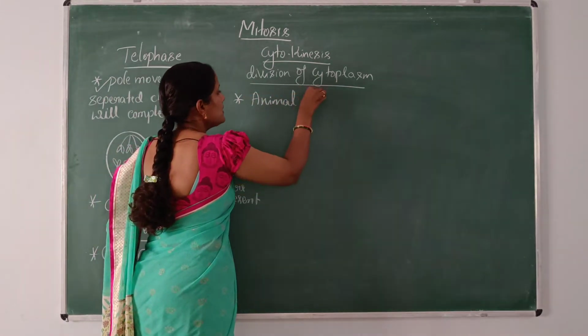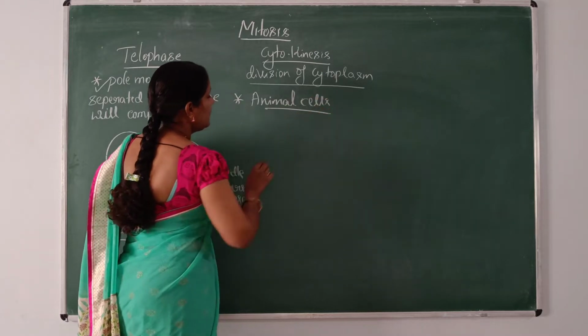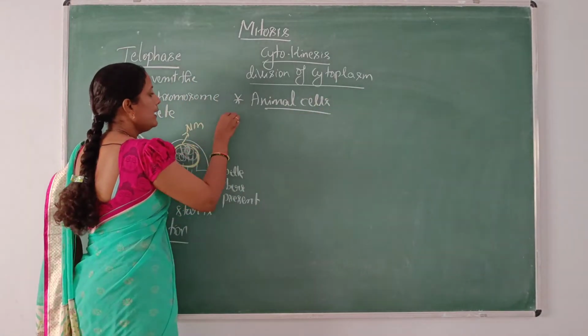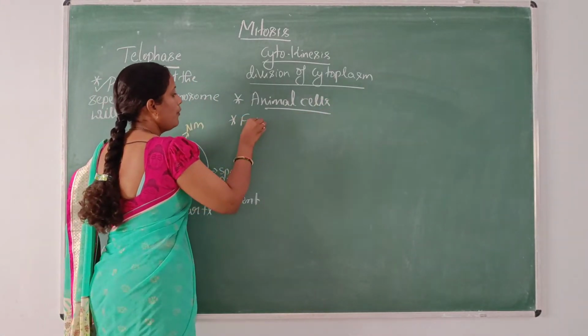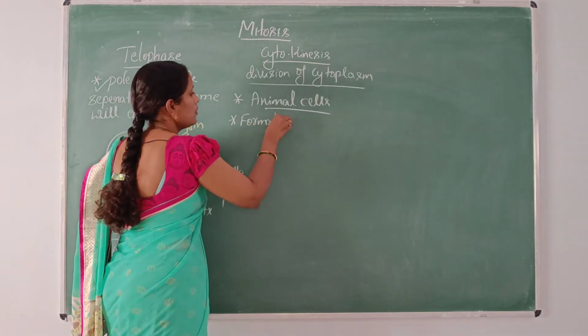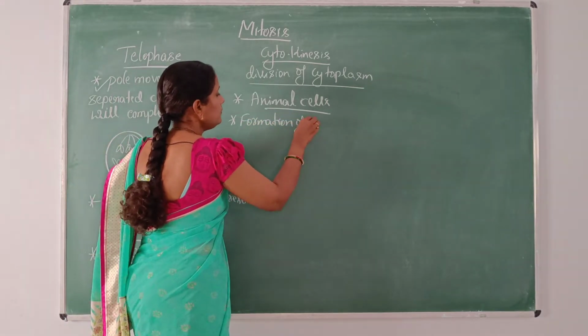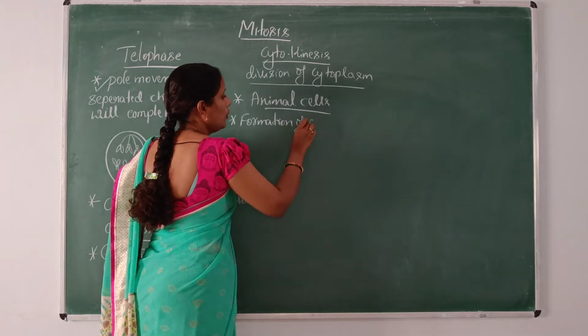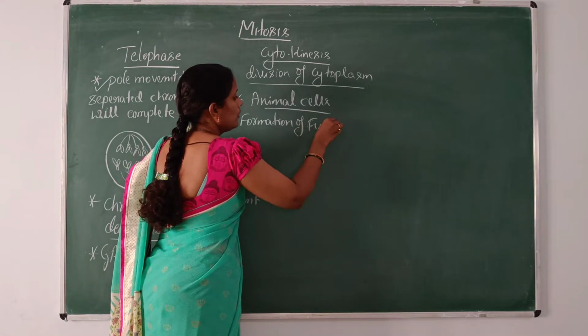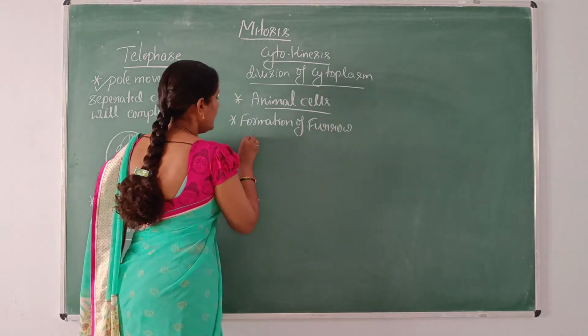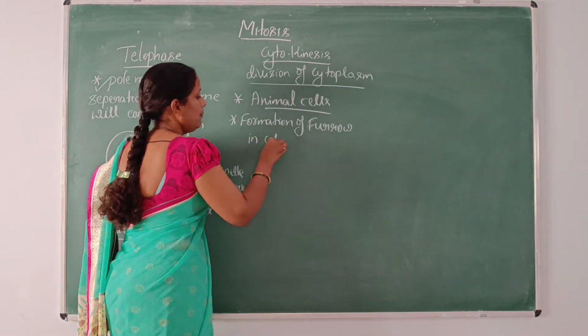In animal cells, the cytokinesis will take place by the formation of a furrow in the cell membrane.